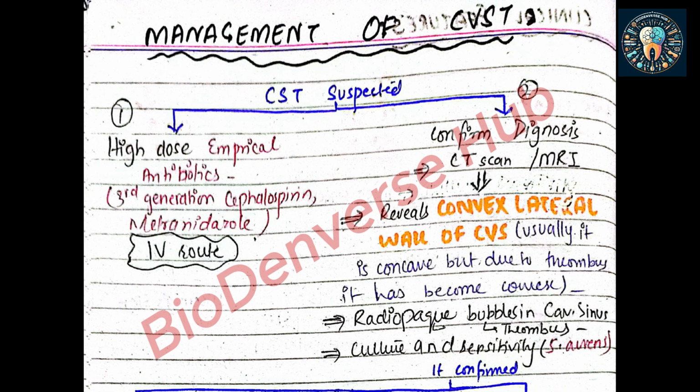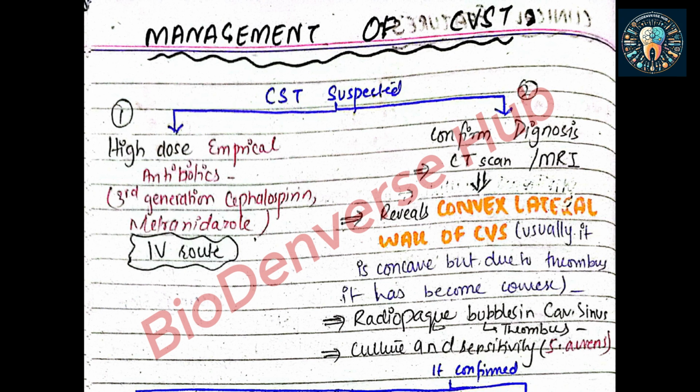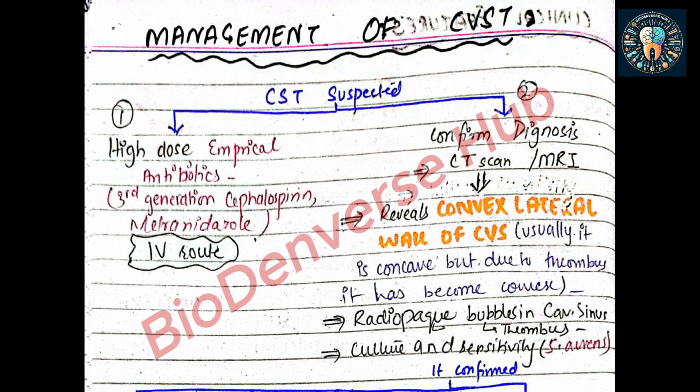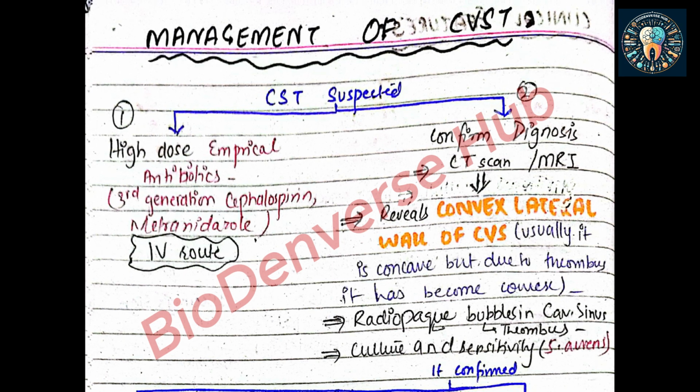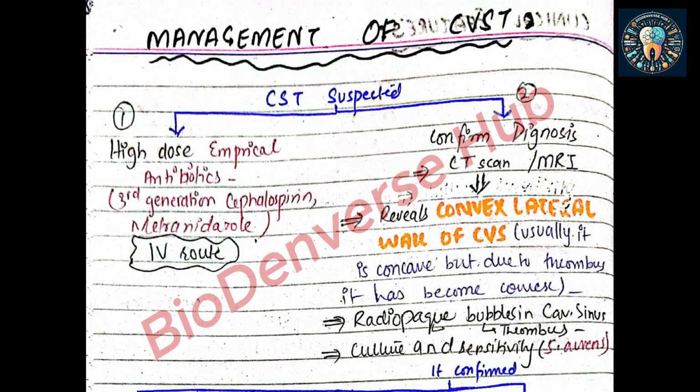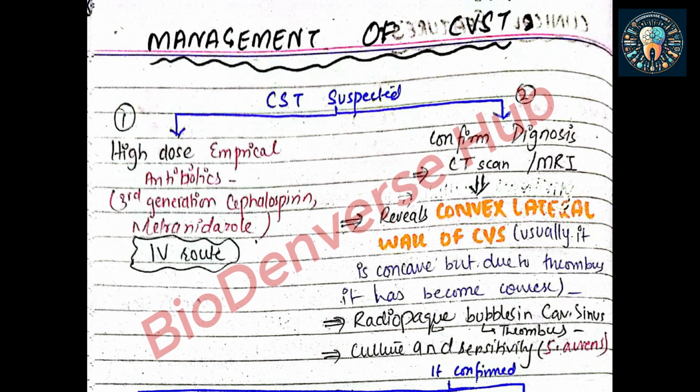One important thing to be noted is that a CT scan and MRI will reveal the convex lateral wall of the cavernous sinus, which is usually due to the formation of thrombus, because originally the wall was concave, but due to the thrombus formation it appears to be convex. So it is a very peculiar representation of cavernous sinus thrombosis.